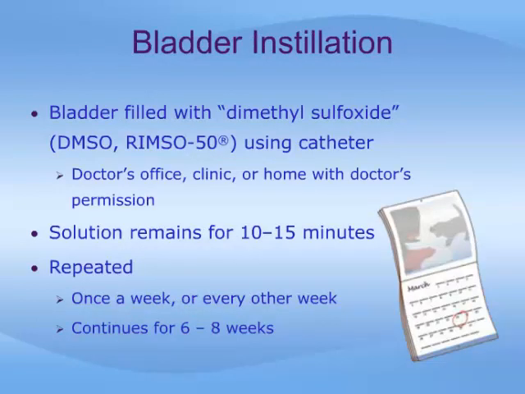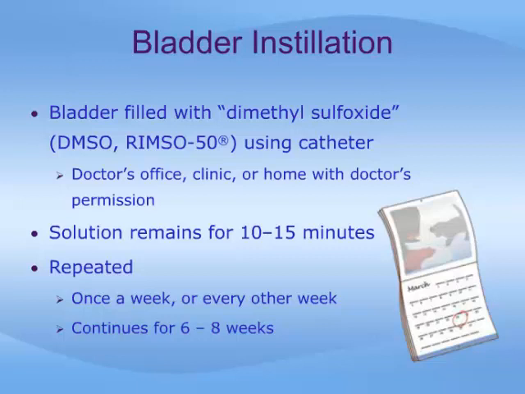Bladder instillation involves inserting a thin tube called a catheter into the bladder. The bladder is then filled with a solution called dimethyl sulfoxide, or DMSO. Some doctors will create a so-called cocktail by adding other agents to the solution, depending on their preference. These treatments may be given in the doctor's office, an outpatient clinic, or, with the permission of your doctor, they may sometimes be self-administered at home.